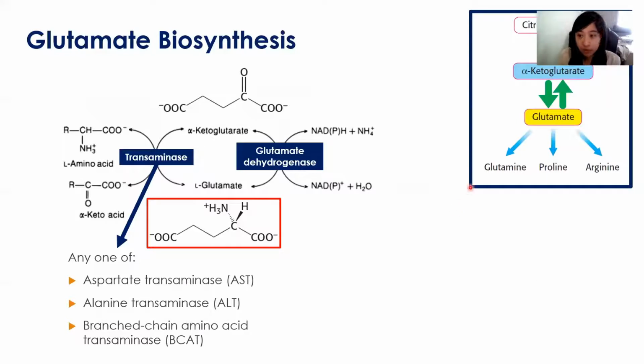Now for glutamate. Alpha-ketoglutarate can be converted to glutamate in one step, either through the transaminase reaction, which we have seen before, or the glutamate dehydrogenase reaction, which uses up an ammonium and either a NADH or a NADPH.